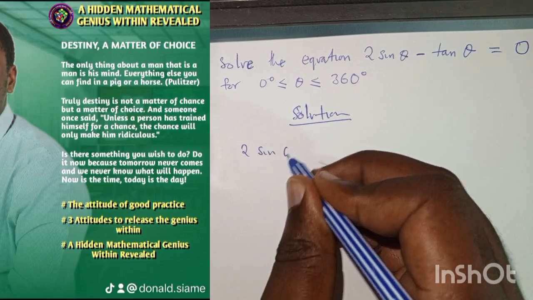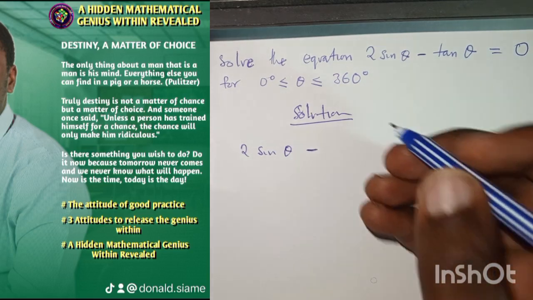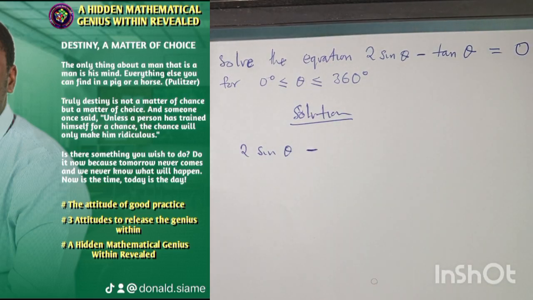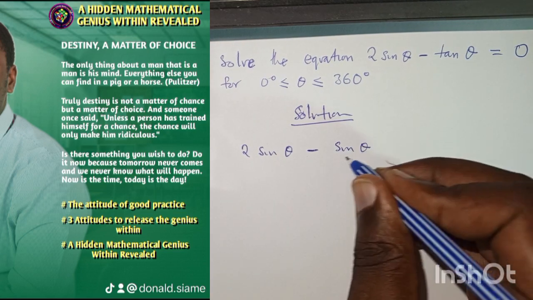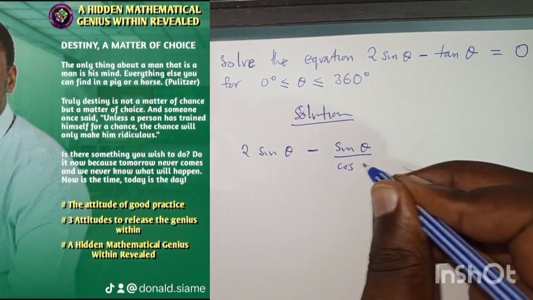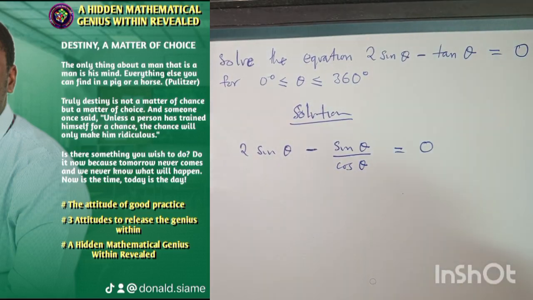Two sine theta minus tan theta. We know that the identity for tan theta is sine theta over cos theta. So where there is tan theta, we are going to put sine theta over cos theta. So we have 2 sine theta minus sine theta over cos theta, and this is equal to 0.